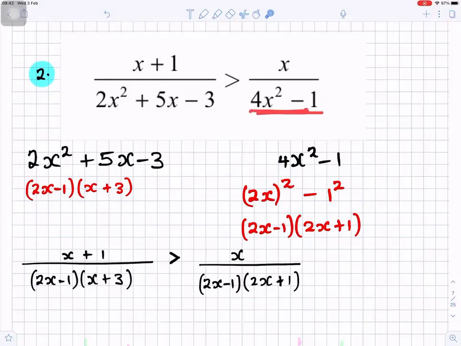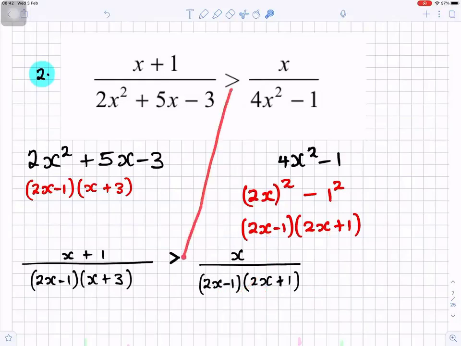Now 4x squared minus 1. We can write 4x squared as 2x all squared, and we can write 1 as 1 squared. And you notice this is like a difference of 2 squares. So you can write it as 2x minus 1 and 2x plus 1. So what we can do now is to write down the original question using the factorized form. So we have x plus 1 at the top of the numerator. And instead of 2x squared plus 5x minus 3, we will put 2x minus 1 and x plus 3. And have x in the numerator, and then 2x minus 1 and 2x plus 1.